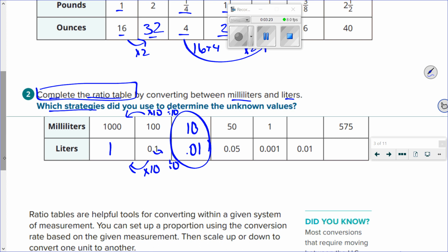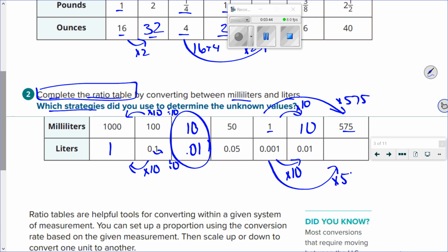On this one, 1,000ths. So this one, I'm going to go times 10 because it's getting bigger. This one, I multiply by 10, gives me 10. The only one that's at all difficult would be this one, but it's really not that hard because they gave me a 1. So I'm just doing this times 575. So I do 1,000th times 575 to give me 575 thousandths.